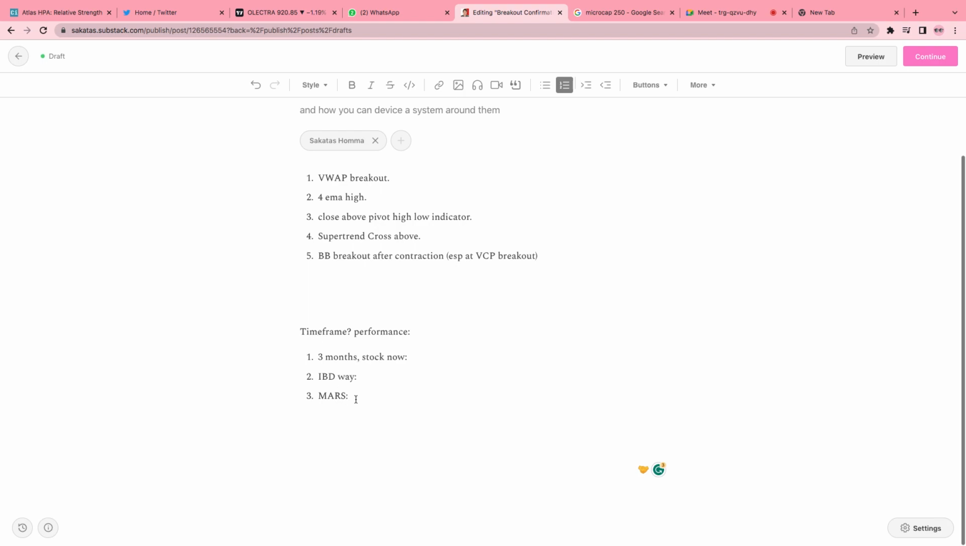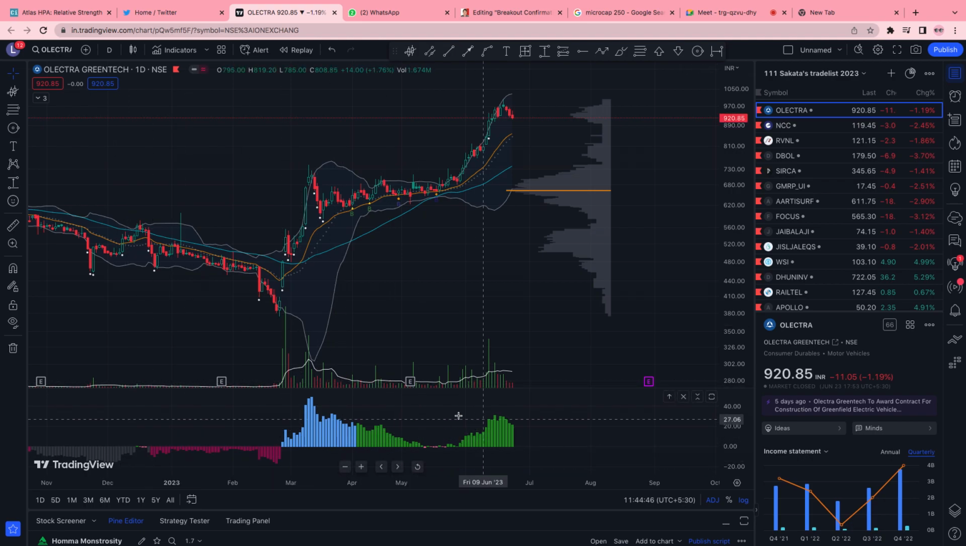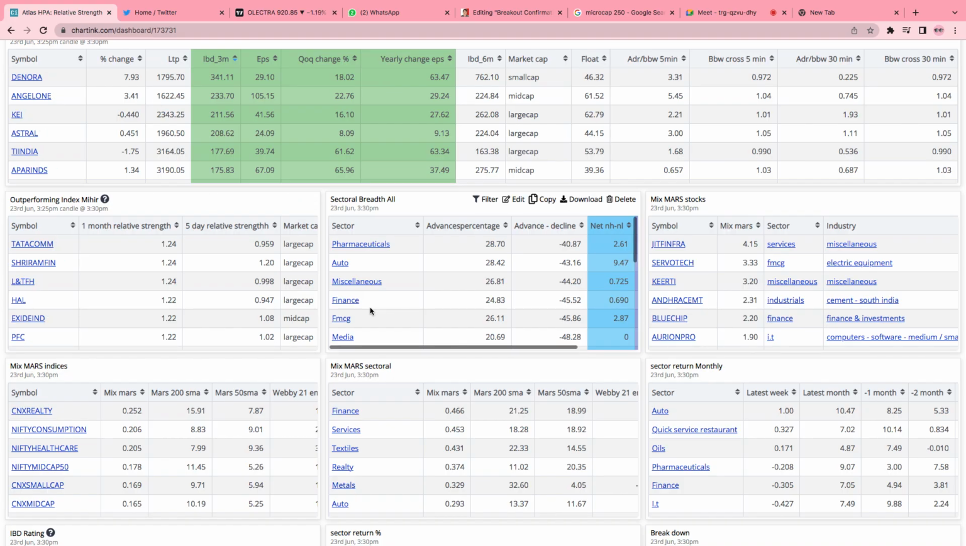And the third one is Mars. Now Mars is basically another way to see the same thing. Mars stands for moving average relative strength. Okay, and Nitin, finally, you guys all know, he has a tremendous job in using Mars, and I also use the Mars indicator to see the relative strength here. So in Mars, what happens? What you do in Mars is basically you plot. Where is Mars? So this is the Mars.